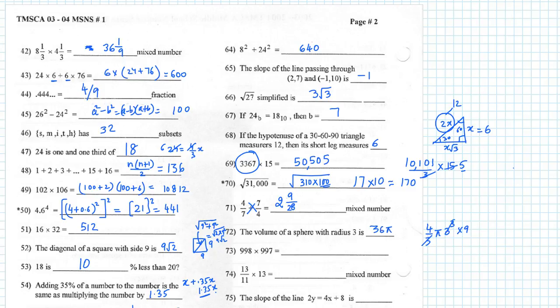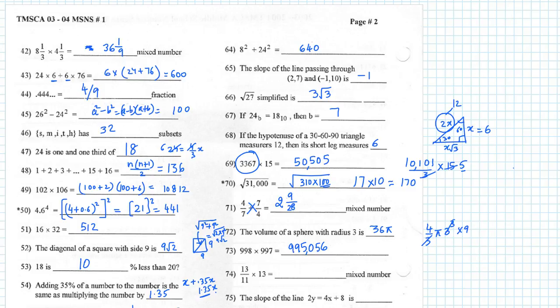Question 73. What is the product of 998 and 997? One quick way of doing this is to think of this as 1000 minus 2 and this as 1000 minus 3. So 1000 times 1000 is 1 million, and now you have to subtract 3000 and 2000, which is 5000. So now we are at 995,000, and then we add 3 times 2... rather 2 times 3, which is 6. So 995,006 is the answer.